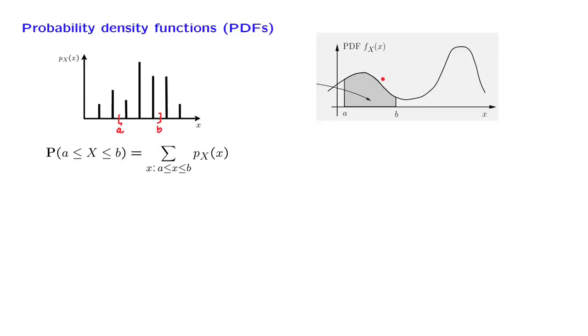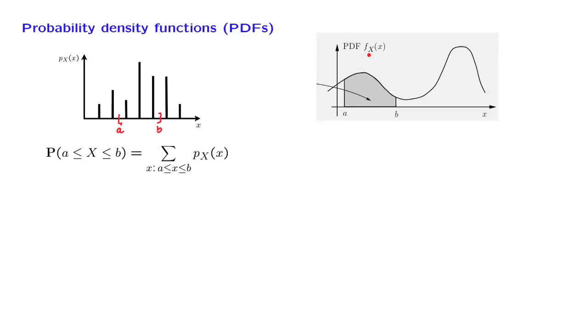How much mass exactly is sitting on top of each part of the real line is described by the probability density function, this function plotted here, which we denote with this notation. The letter f will always indicate that we are dealing with a PDF, and the subscript will indicate which random variable we are talking about.